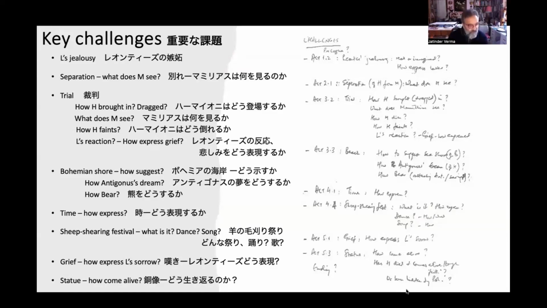And of course, the other great challenge was the statue itself. What is the statue? How does it come alive? Does she simply move on stage? Do we use projection? Yes, so these became very important as a brief sort of reminder to myself of the key challenges during the course of the play.